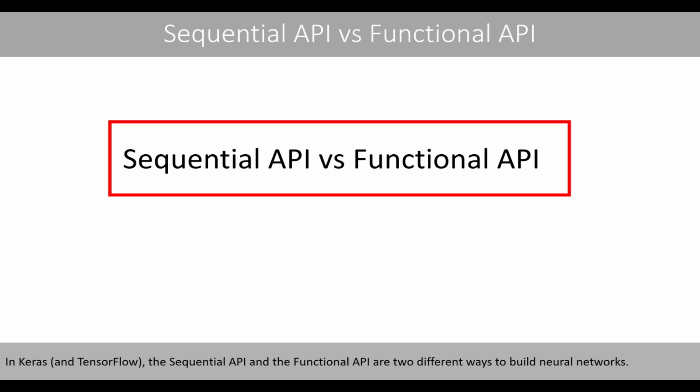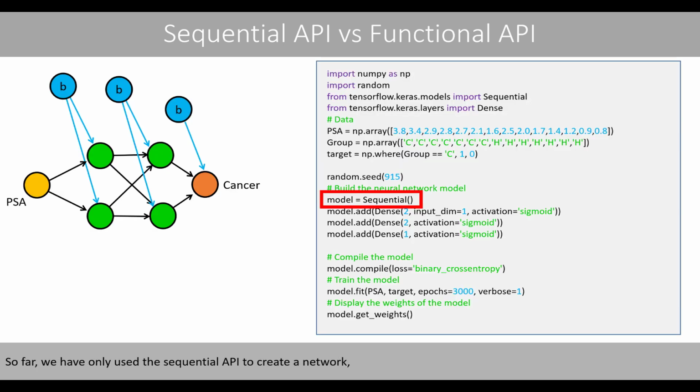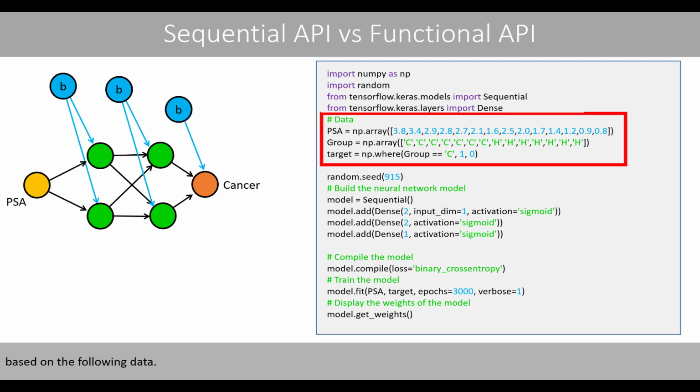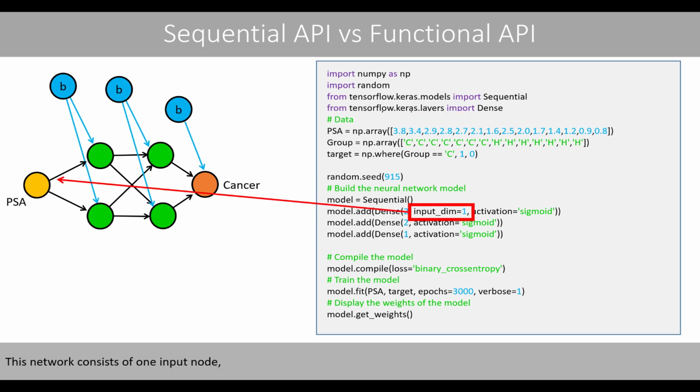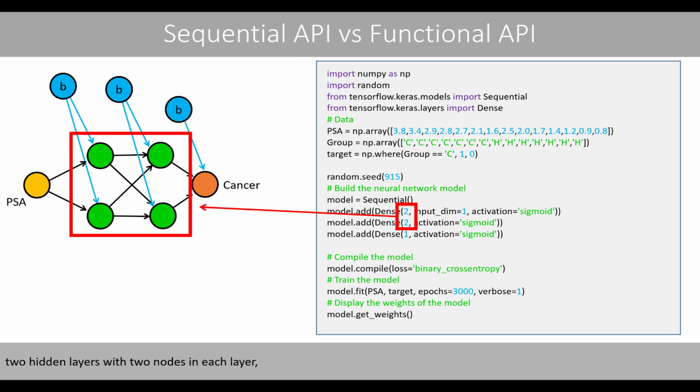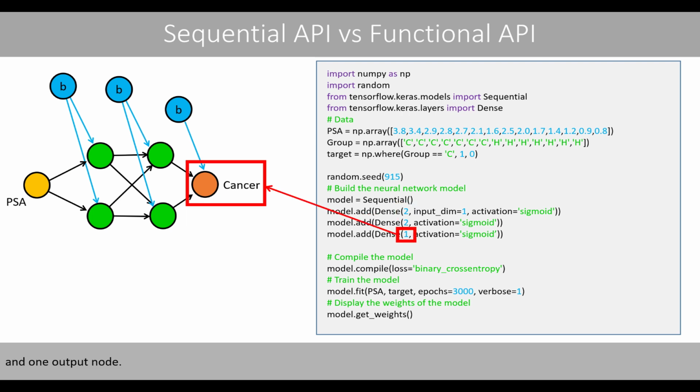In Keras, the Sequential API and the Functional API are two different ways to build neural networks. So far, we have only used the Sequential API to create a network. Based on the following data, this network consists of one input node, two hidden layers with two nodes in each layer, and one output node.